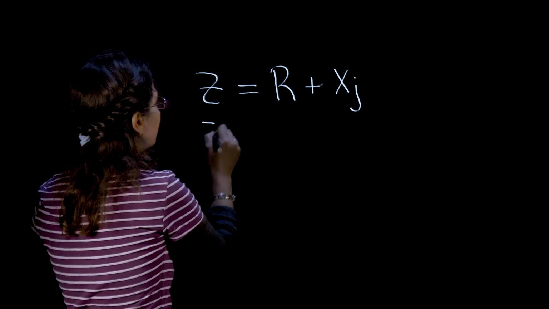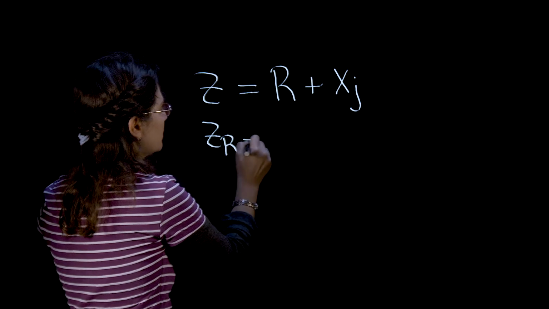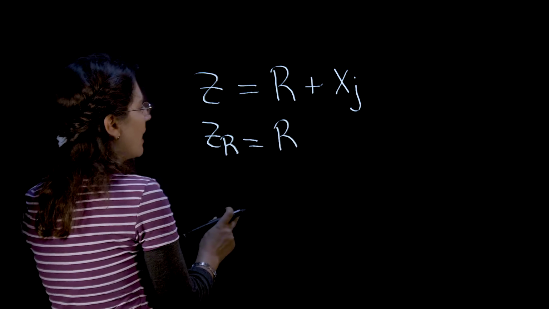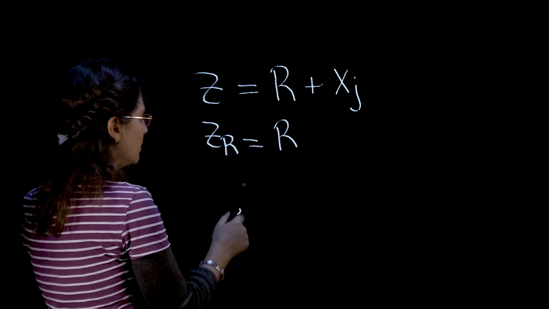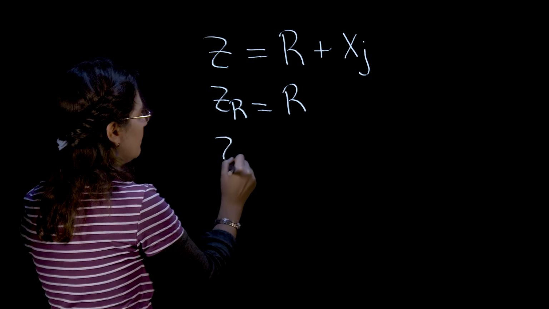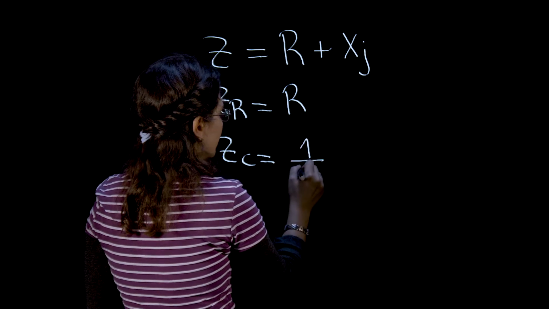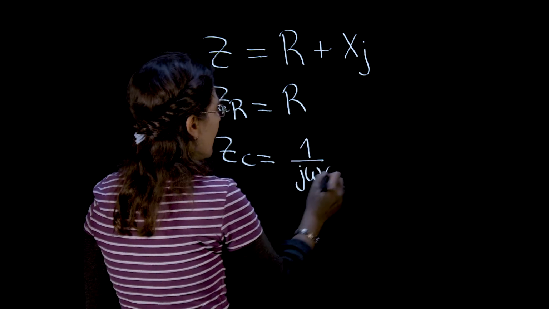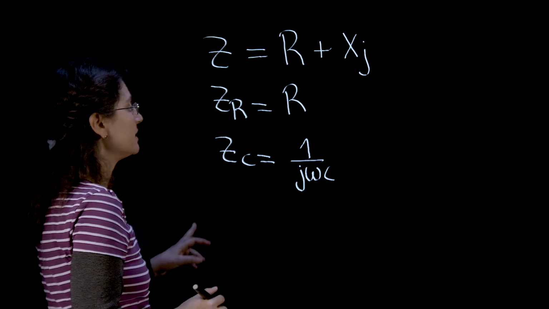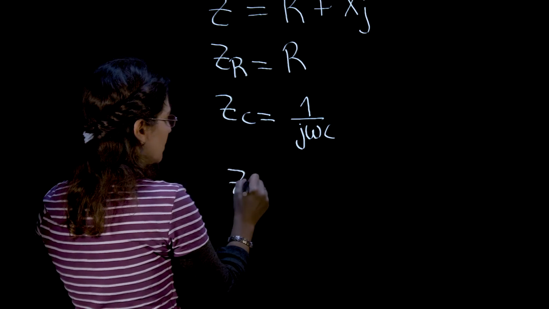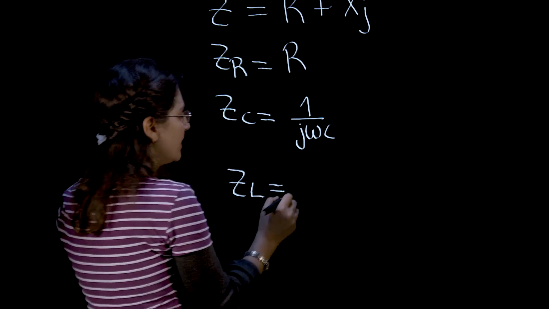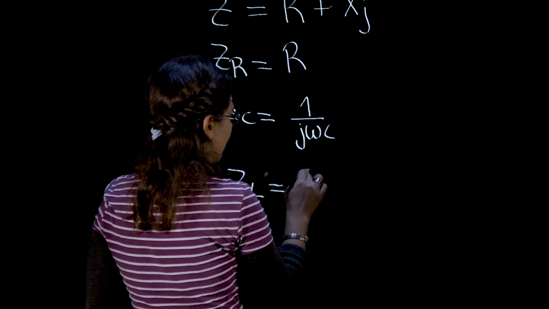In the case of a resistor, the impedance of a resistor is simply R. In the case of a capacitor, we saw in a previous video that the impedance of a capacitor is 1 over j omega C. And now we're going to be looking at the impedance of an inductor. The impedance of an inductor is defined as j omega L.